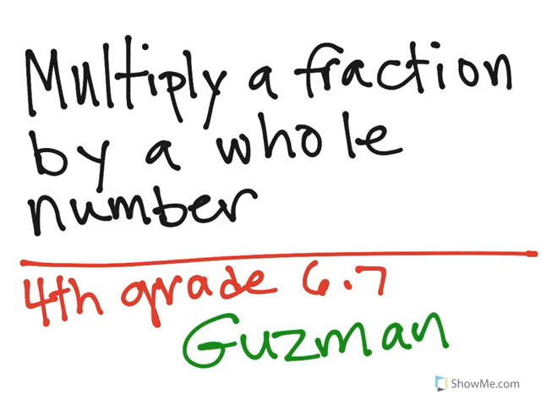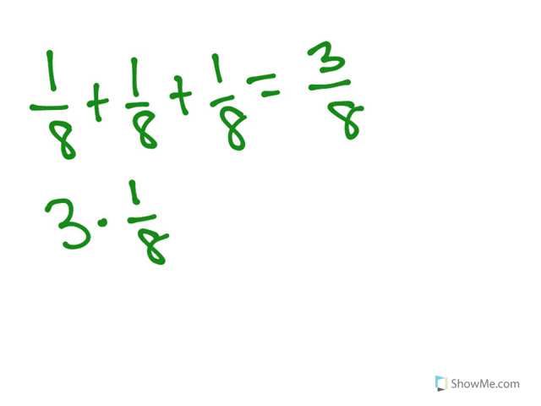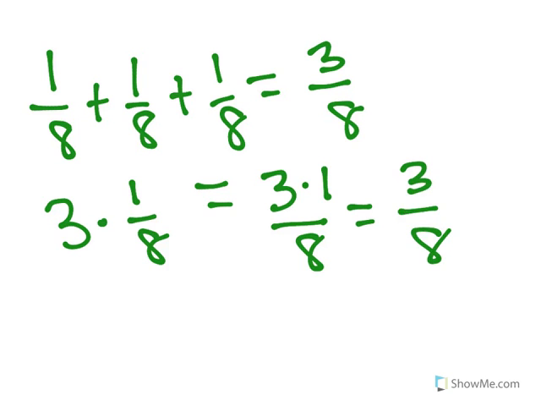Today we're going to work on multiplying a fraction by a whole number. So we'll start here with addition of unit fractions. I know that 1/8 plus 1/8 plus 1/8 is 3/8. I can also represent that as 3 times 1/8, or 3 times 1 over 8, or 3/8.